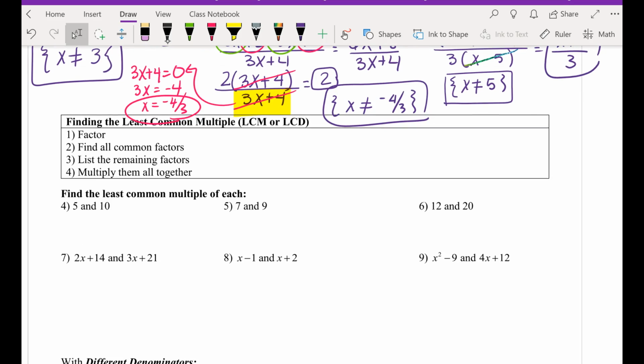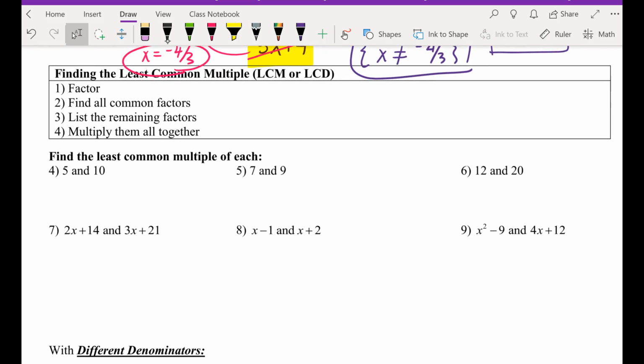Find the least common multiple or the least common denominator. Billy, help me read. Find all common factors, list the remaining factors, and multiply them all together. Perfect. Okay. So let me ask you this.